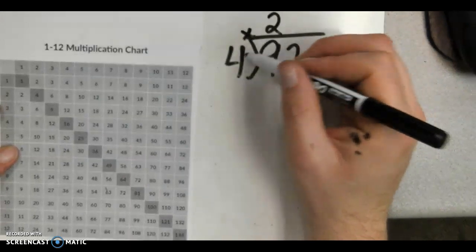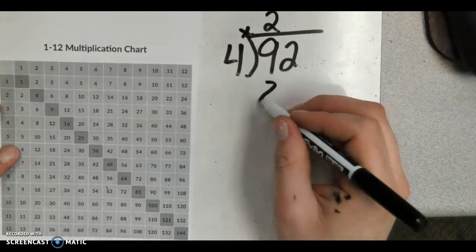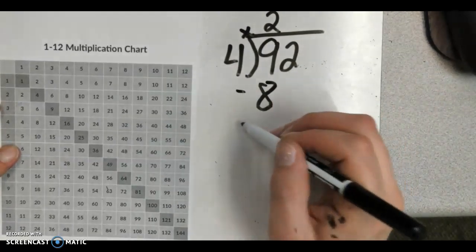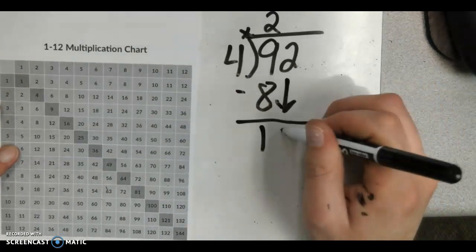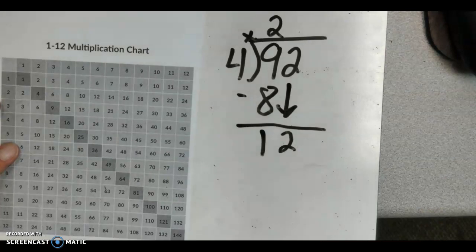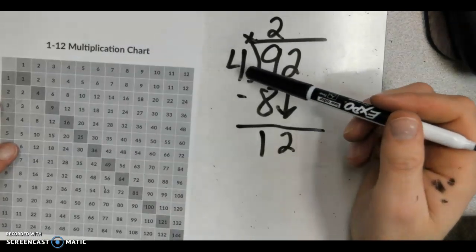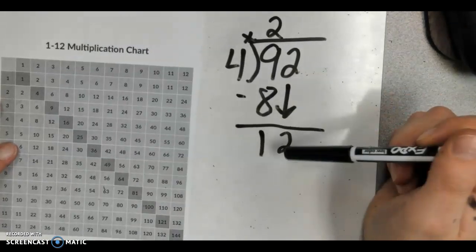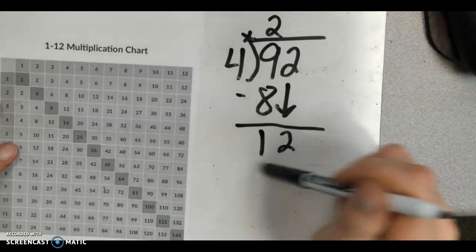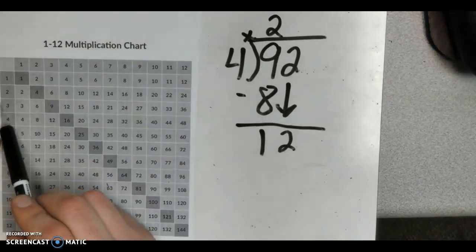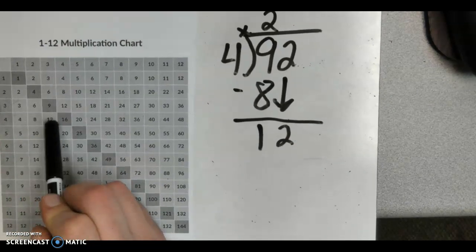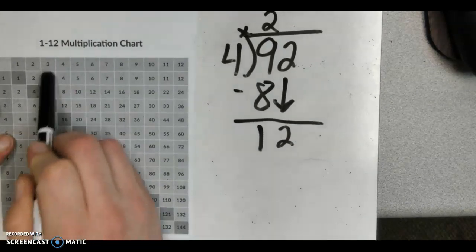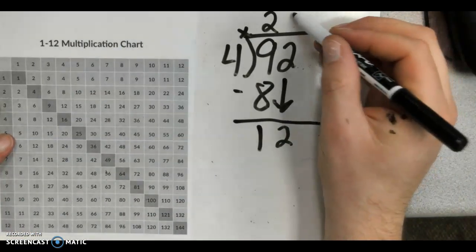I multiply. 2 times 4 is 8. I subtract it to see what I have left over. That's a 1, and I bring down my 2. Now I think, how many times can 4 go into 12? Because that's my new number. I put my finger on the 4 and I count. 4, 8, 12. I look up. It's 3 times.